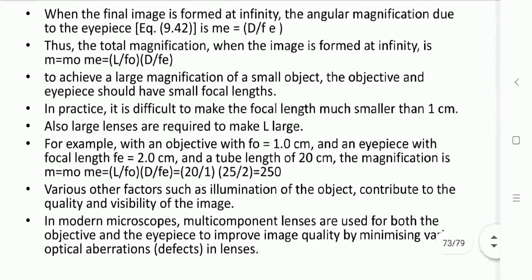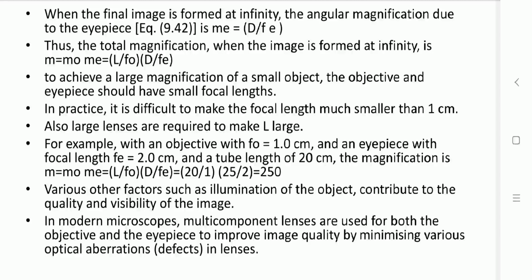So by having this compound lens, we can achieve a larger magnification of a small object. It is basically difficult to make the focal length smaller than 1 centimeter. For that, a larger lens is required. For example, f0 is 1 centimeter, the focal length of the eyepiece fe is 2 centimeter, and the tube length is 20 centimeter. Then the magnification available is 250.